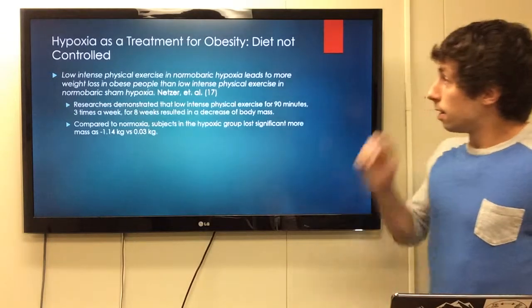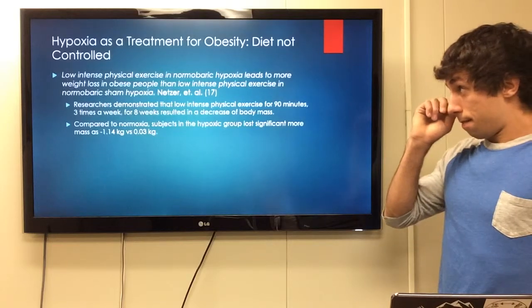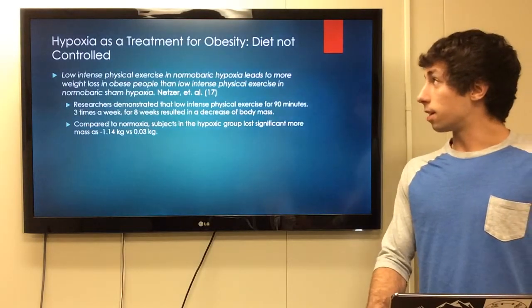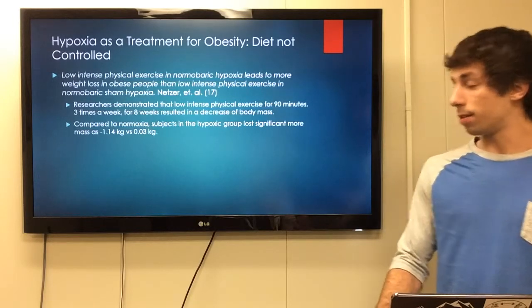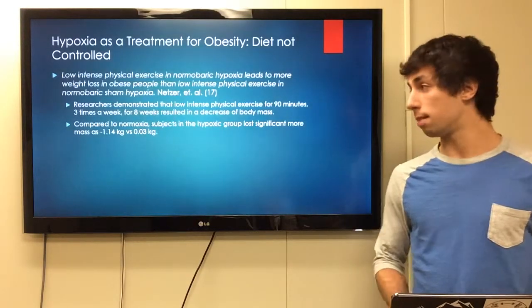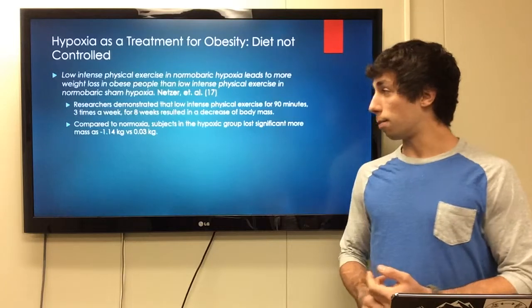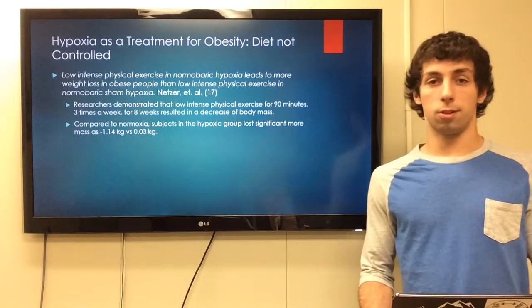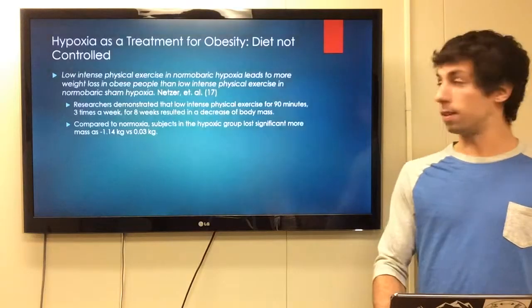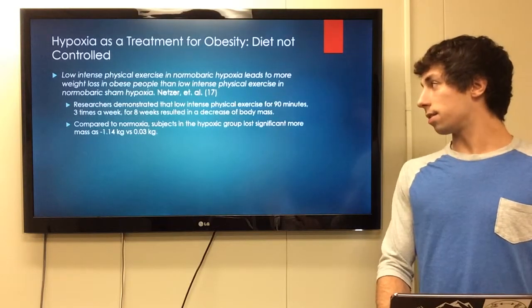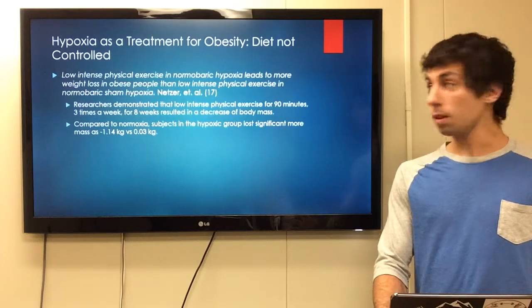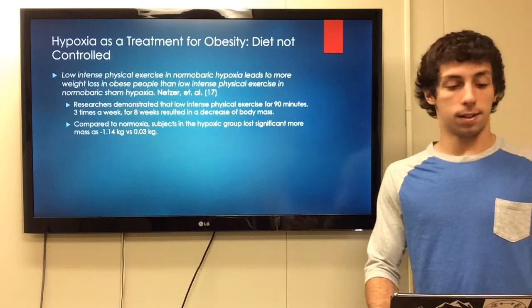And the last research article that I have, by Netzer et al., did essentially the same thing as Kong, except they didn't control for diet. However, they still saw a significant decrease in body mass of 1.14 kilograms versus a control of 0.03. And this was doing low intensity physical exercise for 90 minutes, 3 times a week for 8 weeks. Normobaric hypoxia.